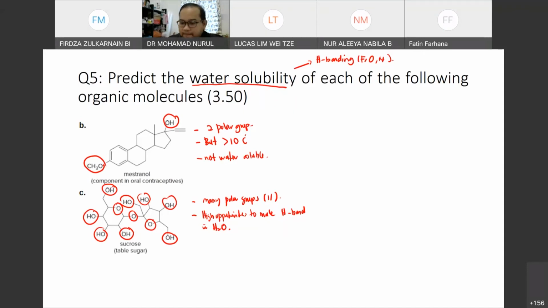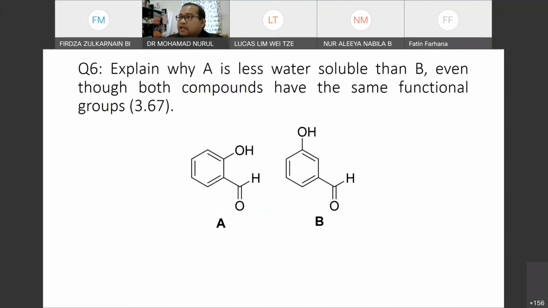So question number 6: explain why A is less water soluble than B, even though both compounds have the same functional group. One functional group involved is one OH, hydroxyl. The second one is aldehyde. Let's do one by one.